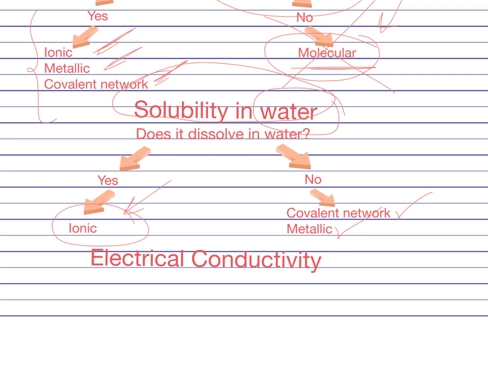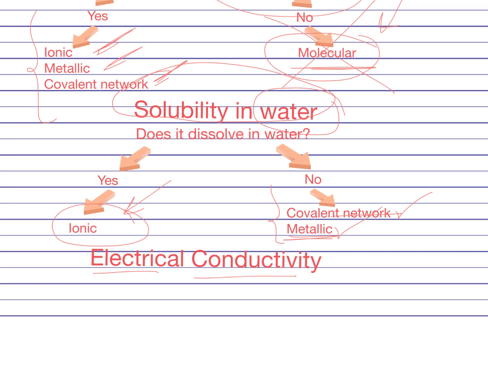physical property, which is electrical conductivity. Now you have to look at your table, because if you have a covalent network or a metallic one, if you use electrical conductivity, you're gonna be able to decide. Metallics conduct the electricity very well. Covalent networks are used as electrical insulators, because they don't conduct the electricity.